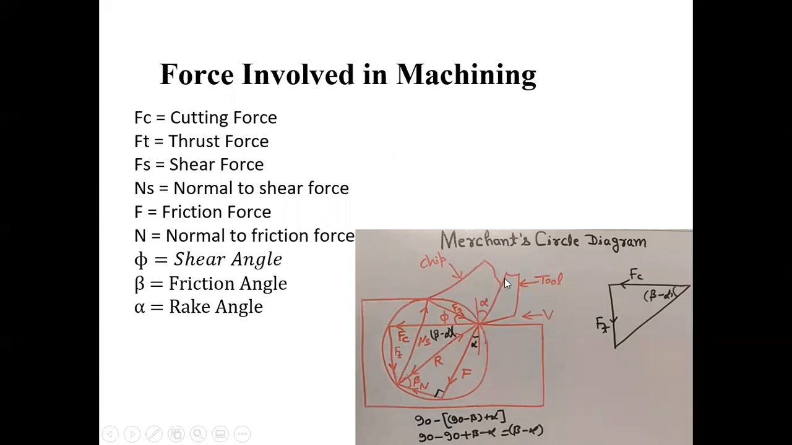Then friction force occurs on the rake face of the tool. This friction force is represented by F. Along with this, we have drawn the normal, and we got the resultant R by connecting the start of F and the end of this normal force N. And between this force F and the normal to the friction force, we got this angle beta. So we got 2 angles so far: angle beta, the friction angle, and angle alpha, the rake angle.